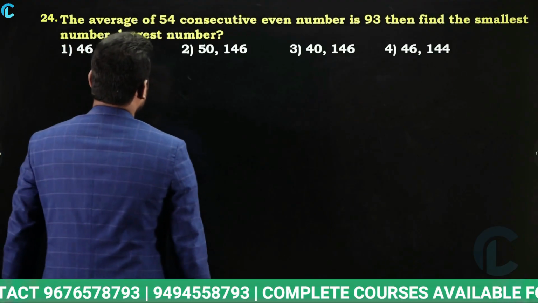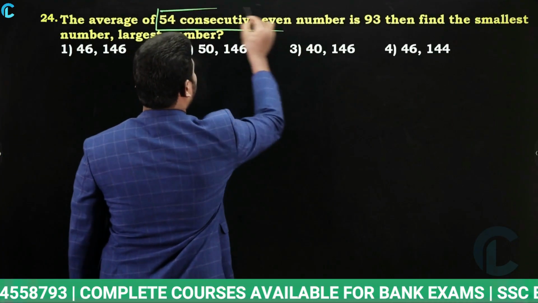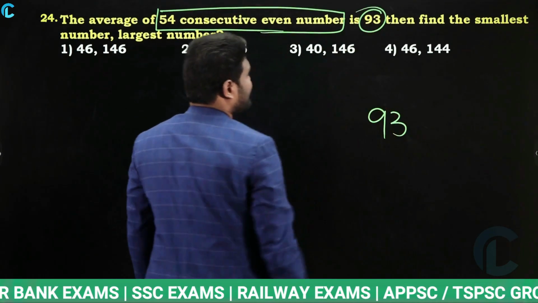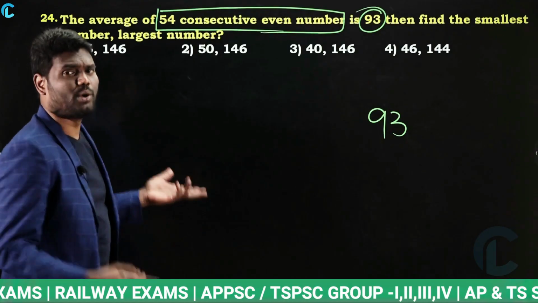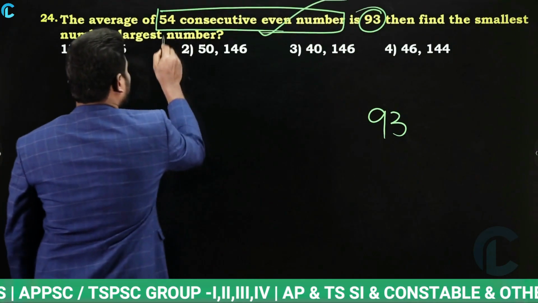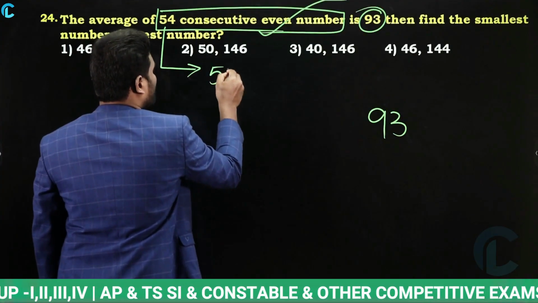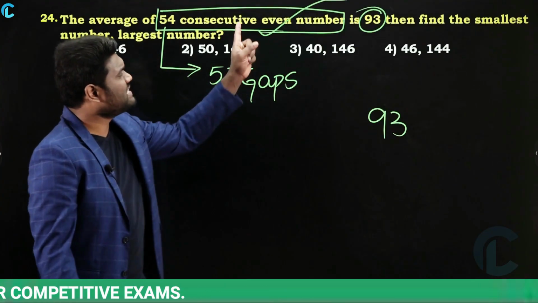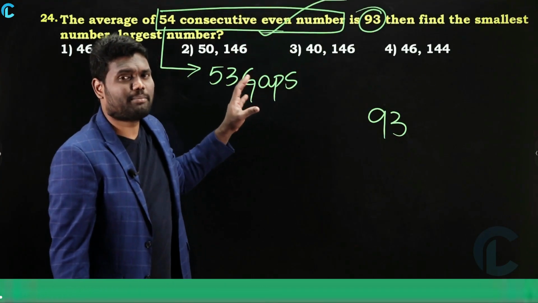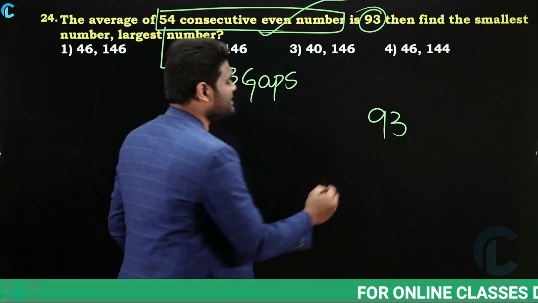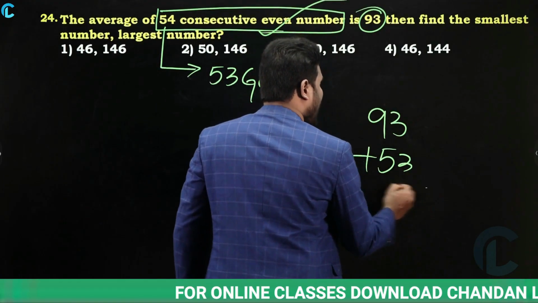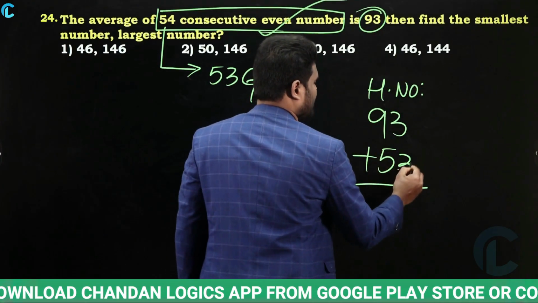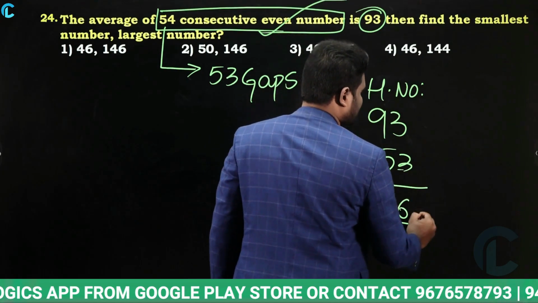Next question, the average of 54 consecutive even numbers is 93. So the average is 93. They are asking to find the smallest number and largest number. Very simple, as the question is about even numbers, for 54 consecutive numbers, the number of gaps is nothing but 53. As the number of gaps is 53, whenever it is even or odd numbers, if they ask you to find the highest number, directly add the number of gaps. Directly add 53 to get the highest number. Yes or no? 93 plus 53 is how much? 146. So the highest number is 146.